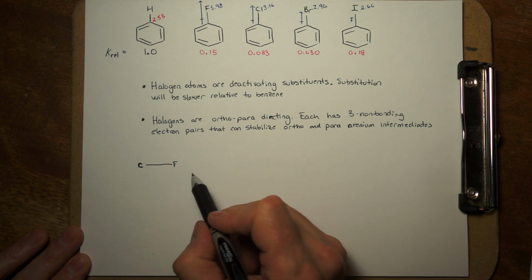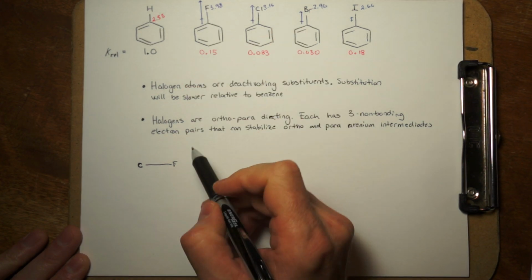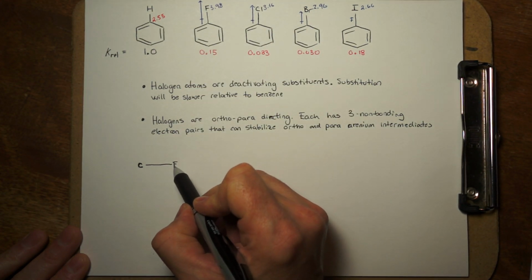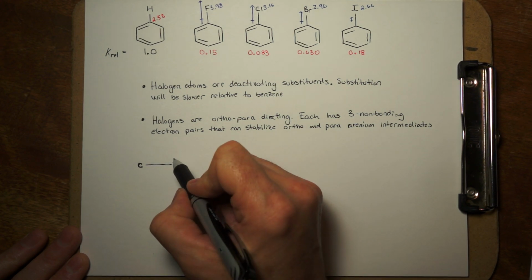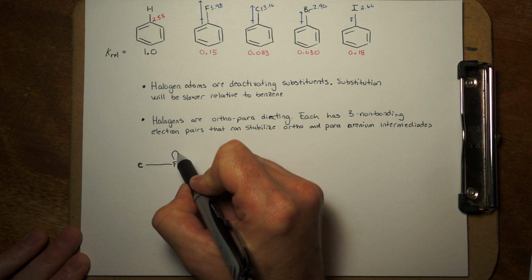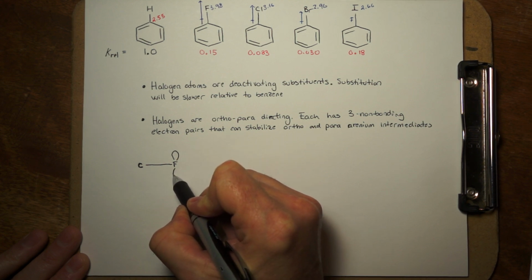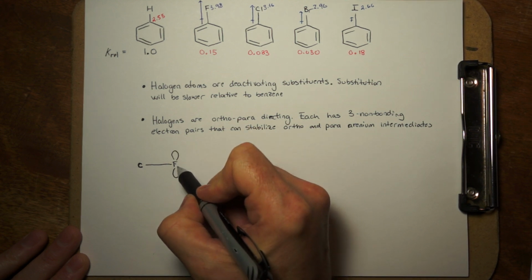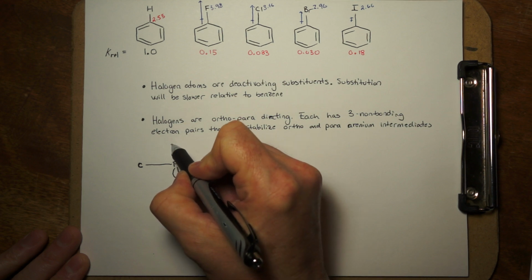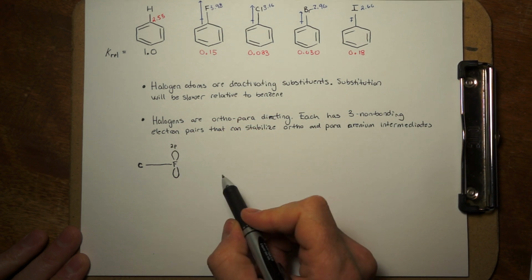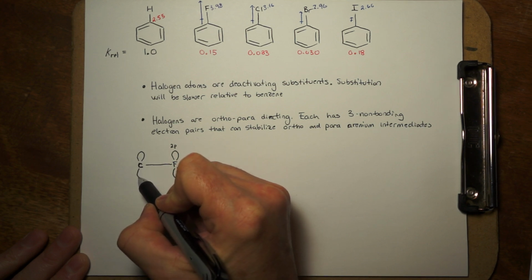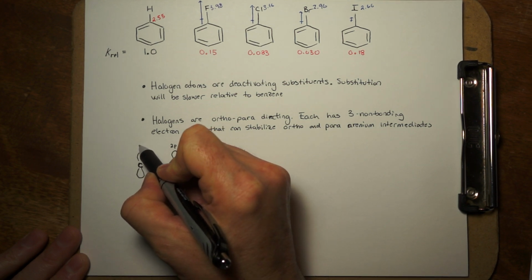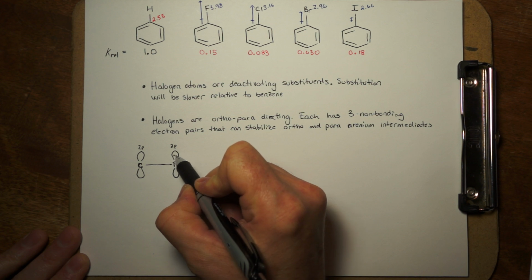Okay, and so when we think about those 3 lone pairs of electrons on fluorine, in order for at least one of them to interact with the ring, they have to be elevated to a p orbital. So here's the p orbital on fluorine, and we know that this is a 2p orbital. And here's the p orbital on carbon, and we also know that that's a 2p orbital.